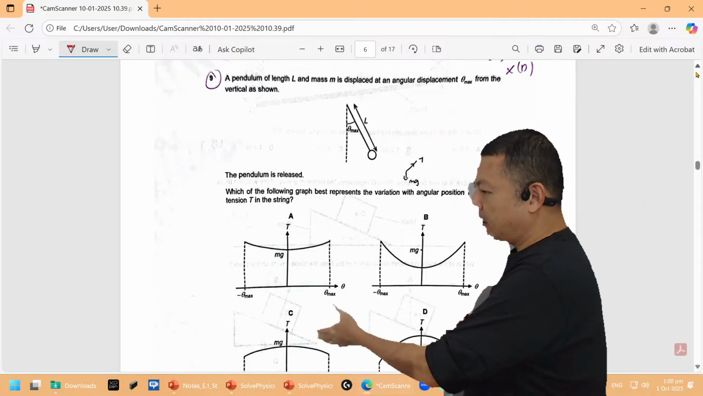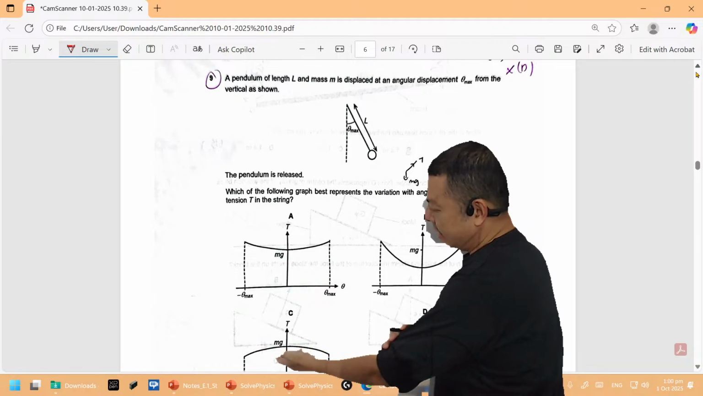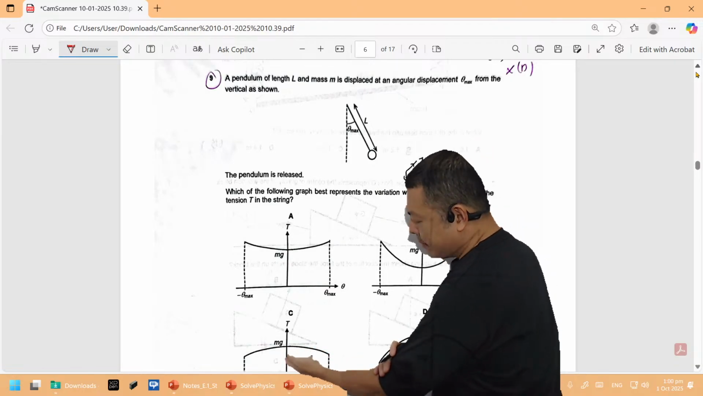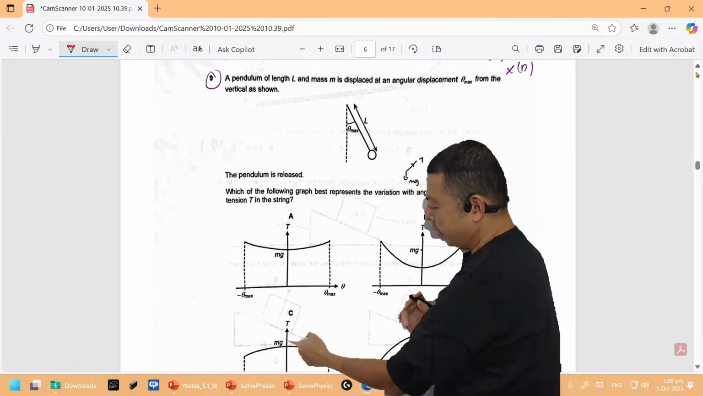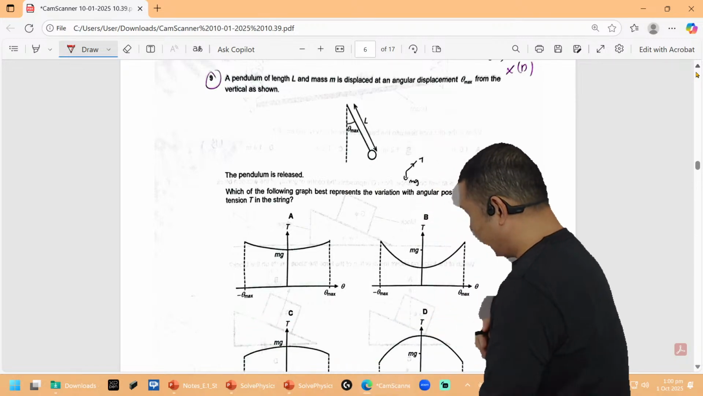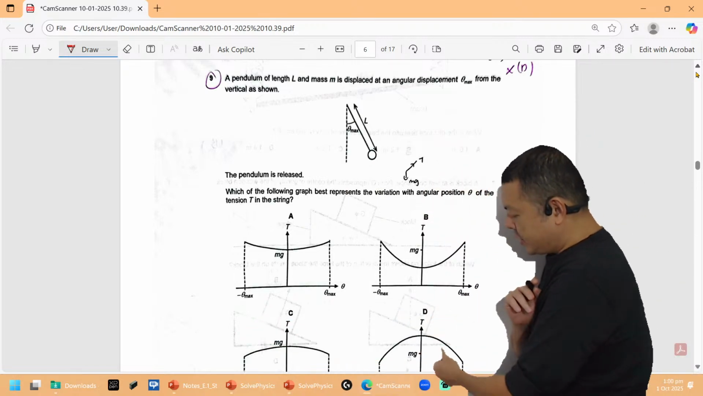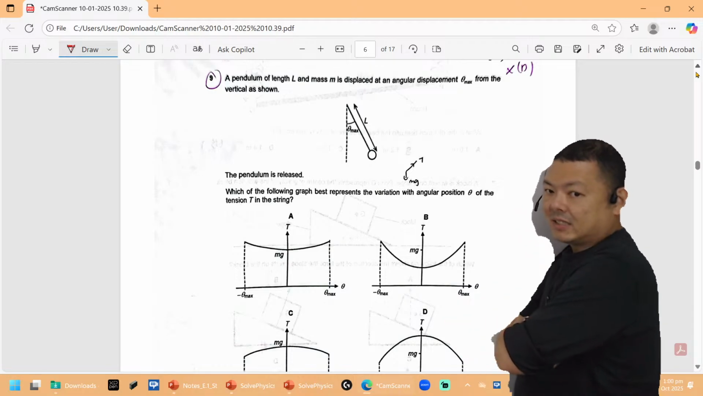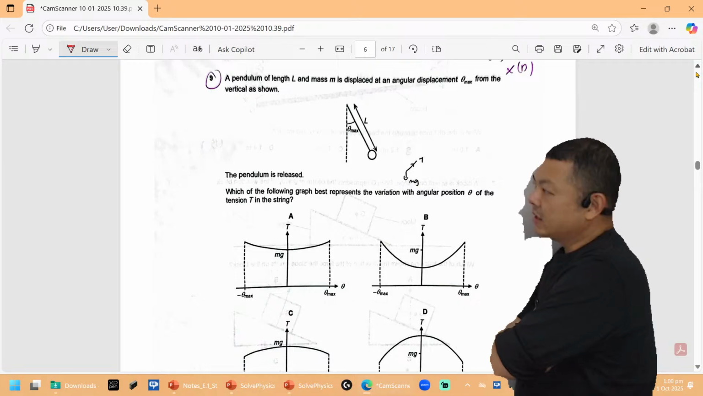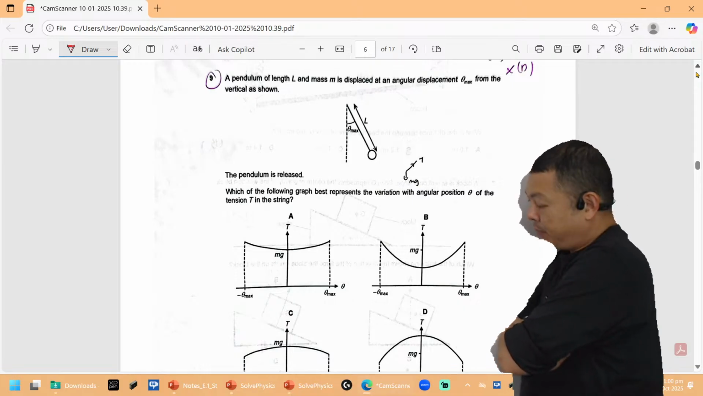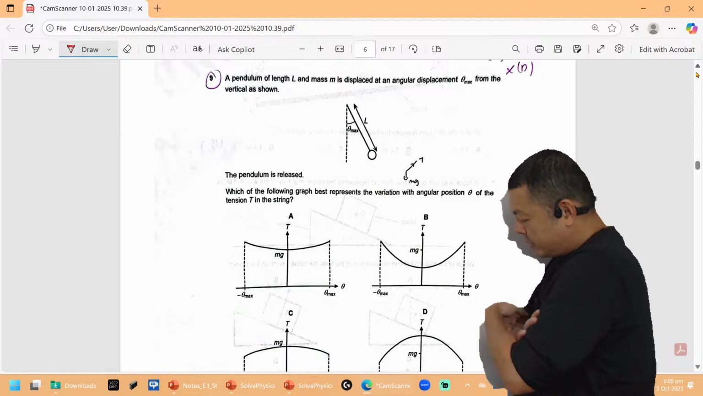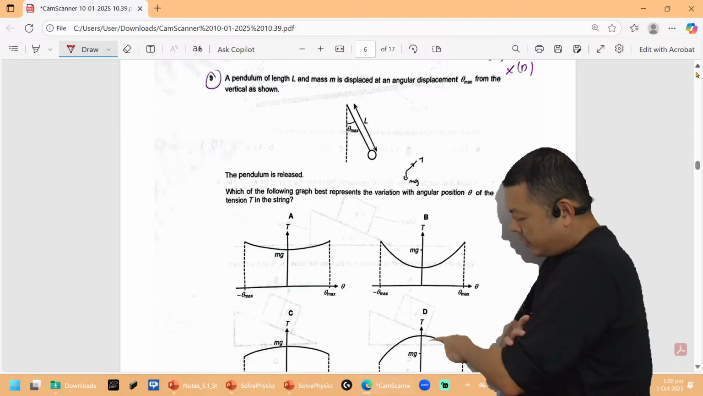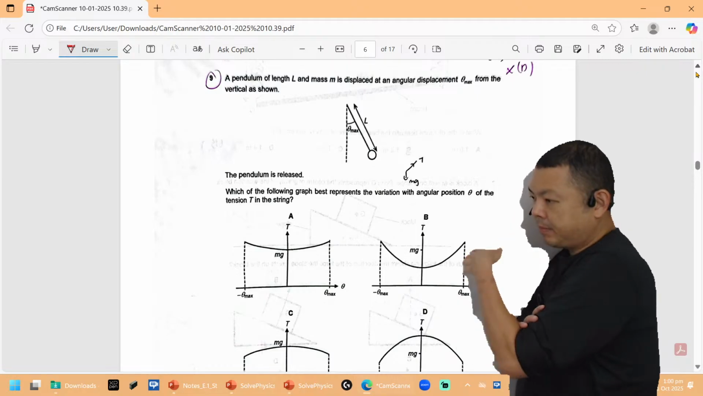What's the difference between option C and D? C tells us that the tension reaches mg. That means when it goes past equilibrium, T goes to mg. And then D tells us that the tension is much bigger than mg. You understand? Okay. So firstly, we need to explore the idea: is it even possible for tension to be more than mg passing through the equilibrium?